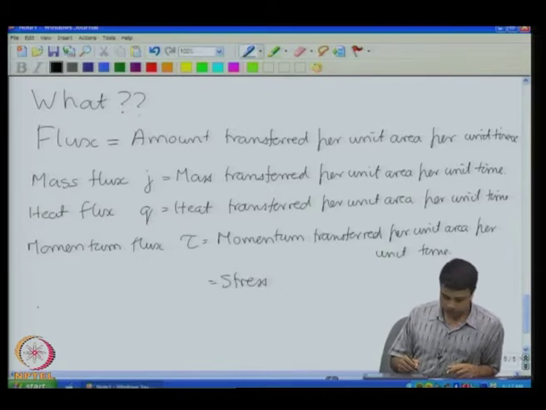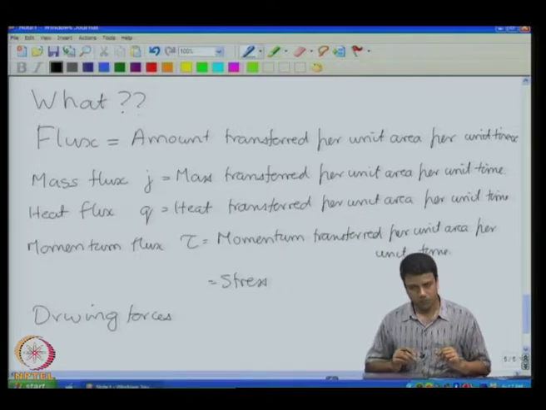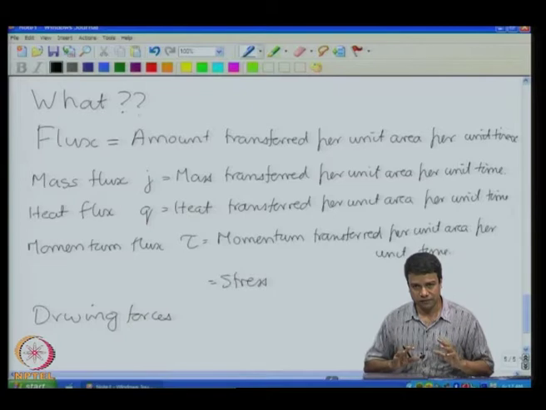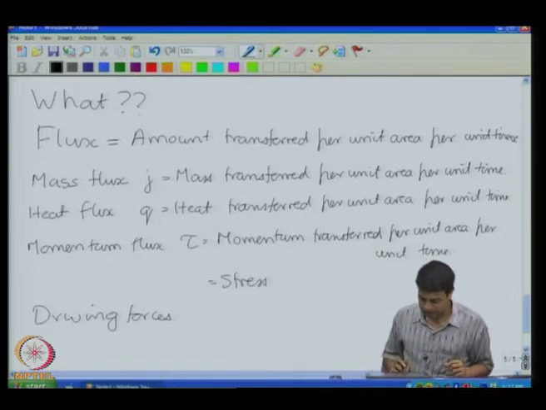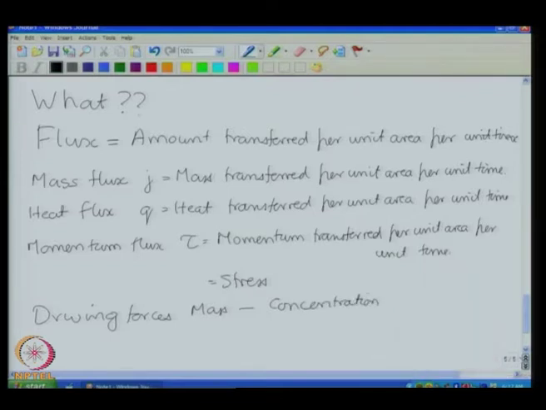So, all of these involve driving forces, which are basically differences in quantities between two locations. I will tell you later that the driving force is actually the gradient, but for the present we will continue this discussion assuming that the driving force is the difference between two different locations. So, for mass transfer, the driving force is concentration difference. For heat transfer, this is temperature. And for momentum, this is velocity difference.